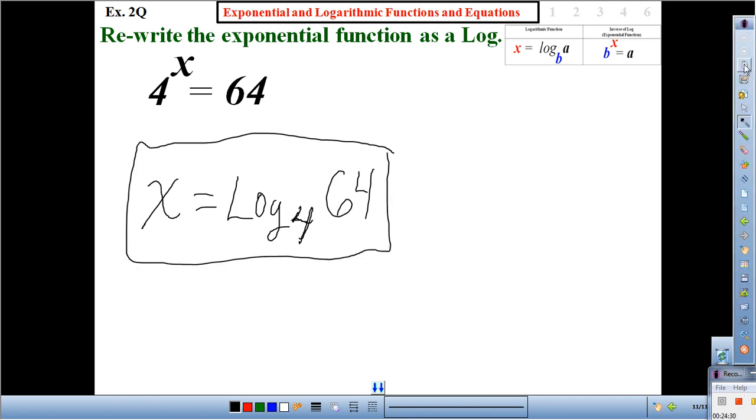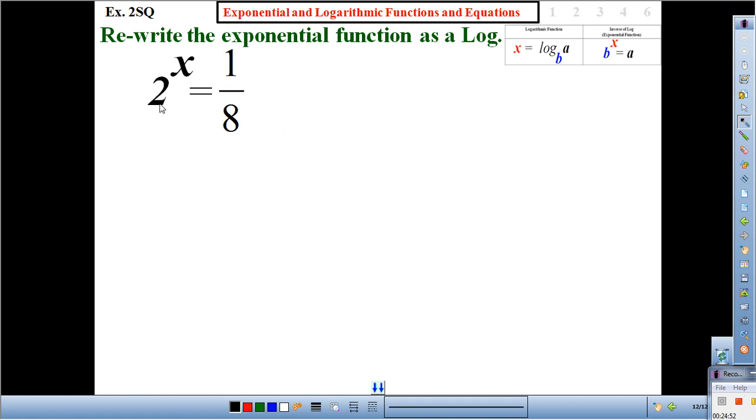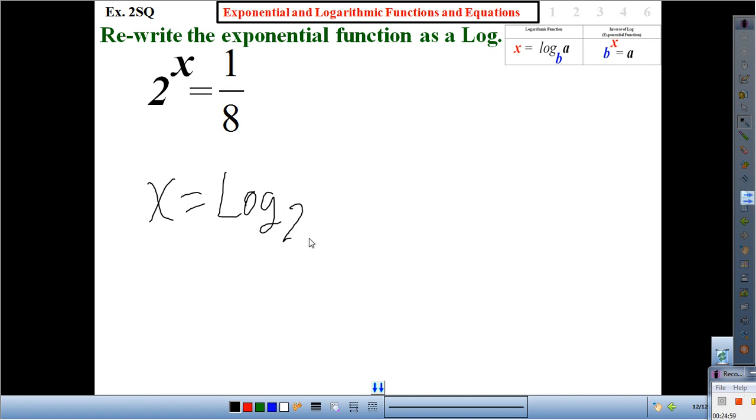All right, let's do another one. Example 2 super Q. And it reads, rewrite the exponential function as a log. And the exponential function given is 2 to the x power equal to 1/8. Pause it if you need to and do that one by yourself. Copy and go. All right. So we write x equals log base 2 and 1/8 is our given number. All right, so I think we got it.